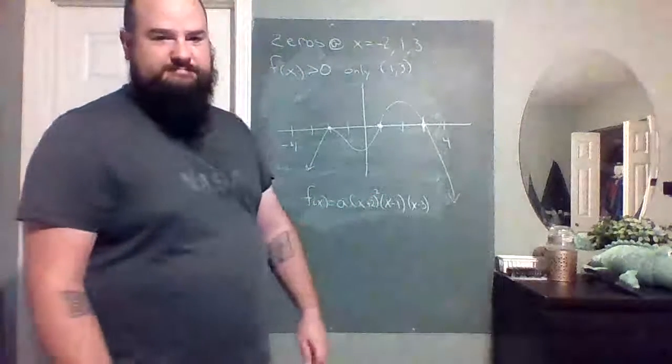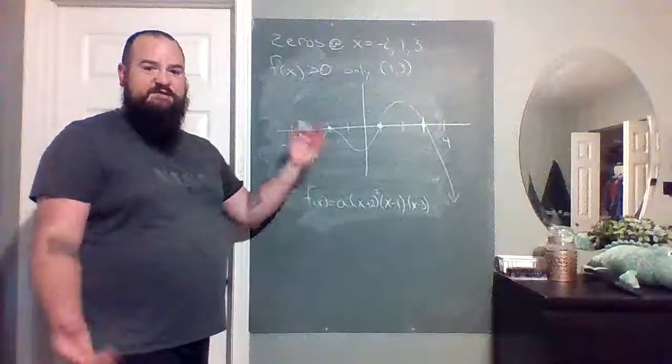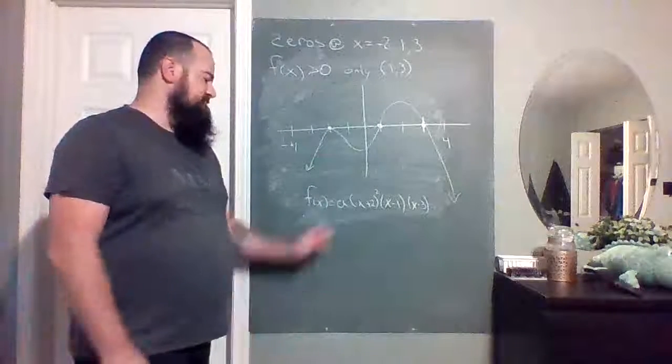has to be squared. Now the next problem in this says to take this, and it gives us another point on this graph and says to solve for that a value.